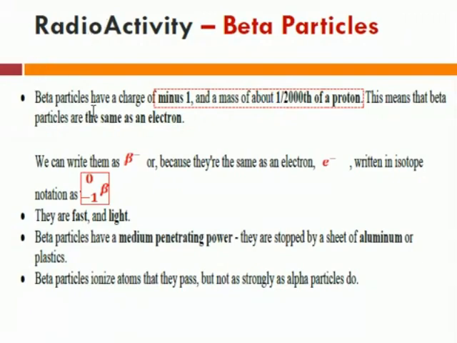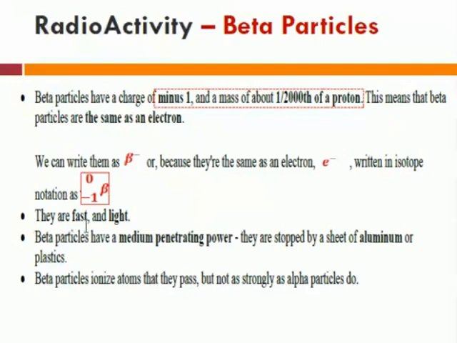Next, we have the beta particles. Beta particles have a charge of -1 and a mass of about 1 over 2000 of a proton. This means that the beta particles are the same as an electron. We can write them as B negative because they are the same as an electron written in isotope. So this is the beta particle. So you can change the beta here, use the symbol for electron.